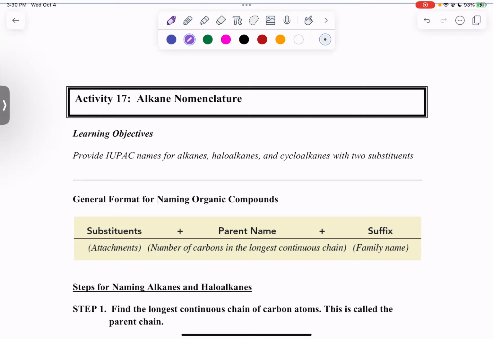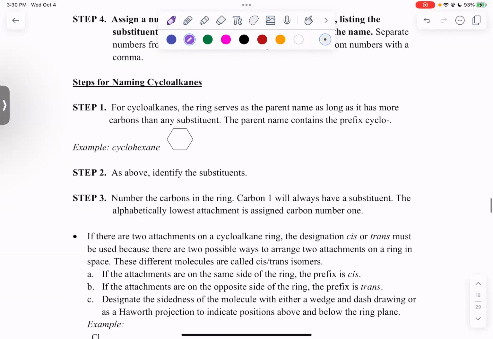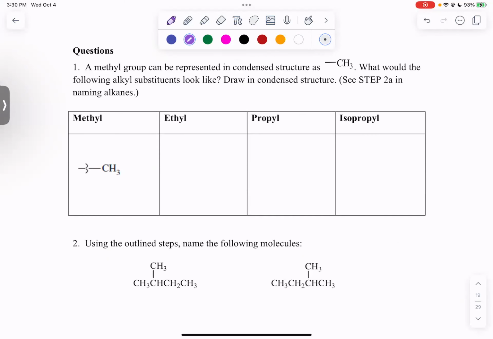So I'm not going to read all this stuff to you. I figure that you can read it. And I want you to go in and I want you to try the whole worksheet, then come and watch the video. So I'm going to assume that you have read everything and you have tried everything.